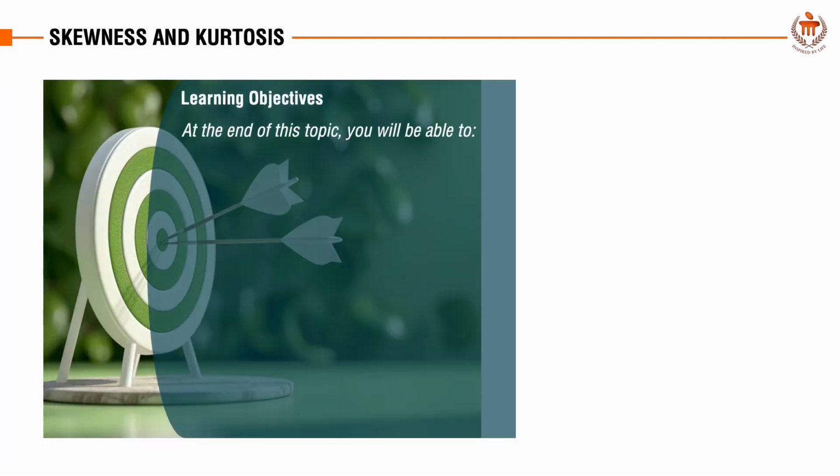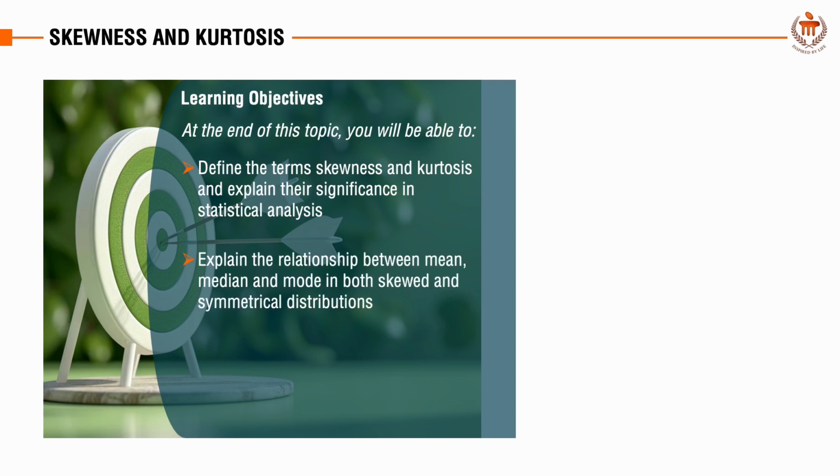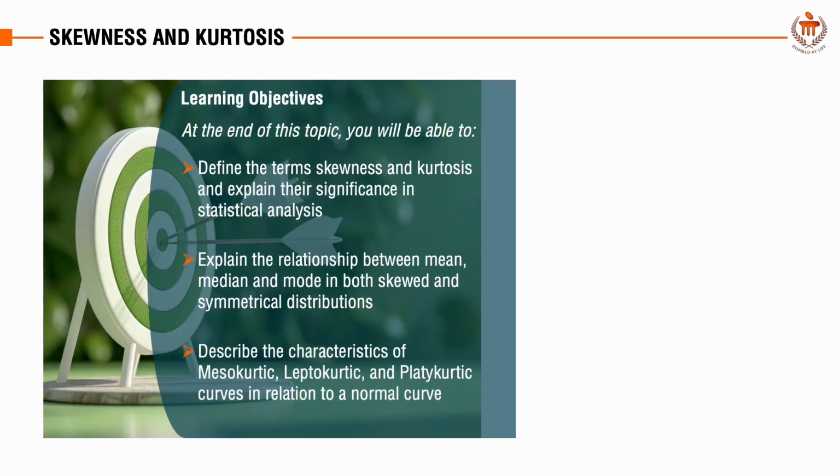Now, discussing the learning objective of this class. At the end of this topic, you will be able to define the terms skewness and kurtosis and explain their significance in statistical analysis. We are going to talk about the relationship between mean, median, and mode in both skewed and symmetrical distributions. We're going to describe the characteristics of mesokurtic, leptokurtic, and platykurtic curves in relation to the normal curve.